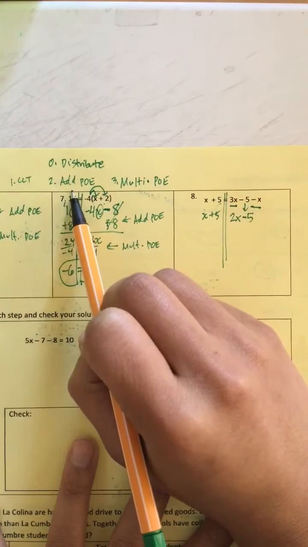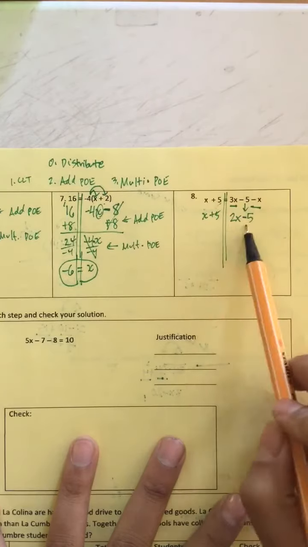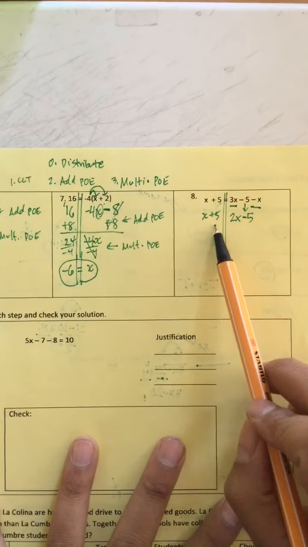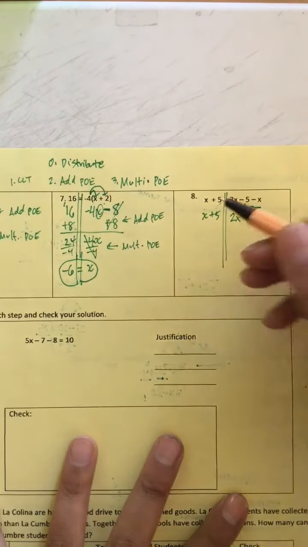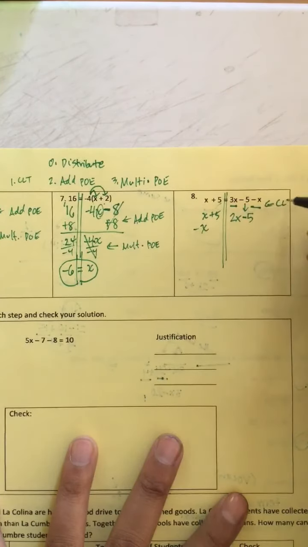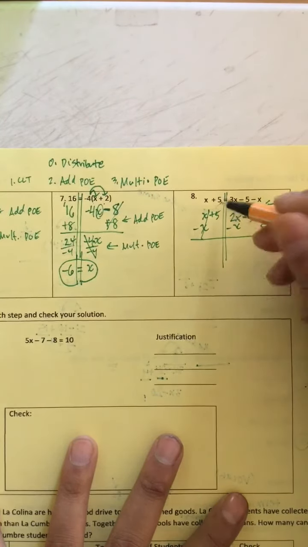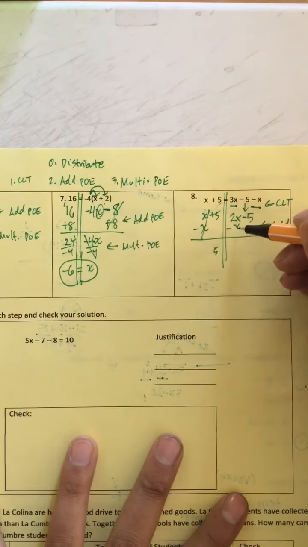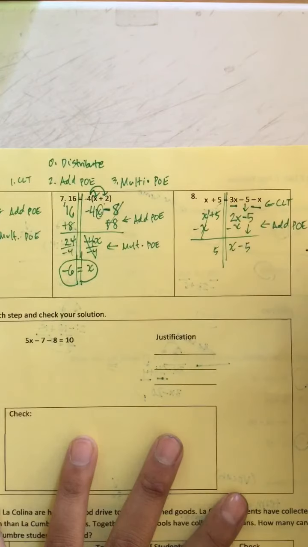Now let's see if we can add things on both sides. Well, we could. We can deal with the numbers or deal with the variables. Right now I'm just going to deal with the variables. So I'm going to subtract x on both sides. And that's called ADPO. And 2x minus x is just x. And let's bring down that minus 5.